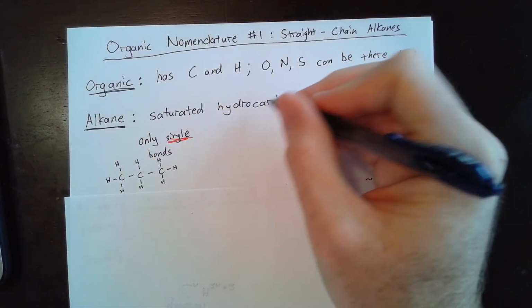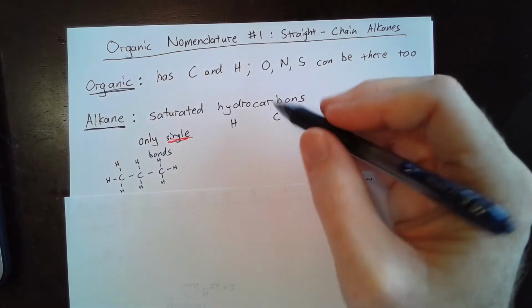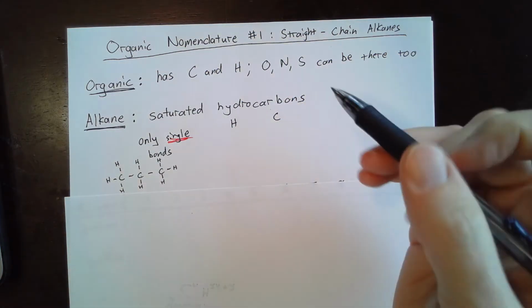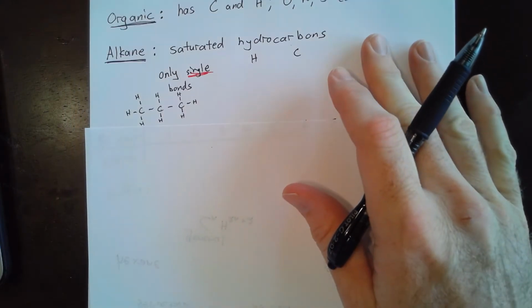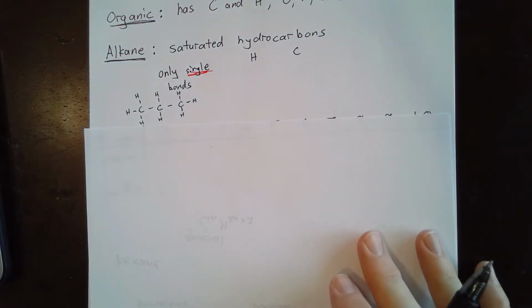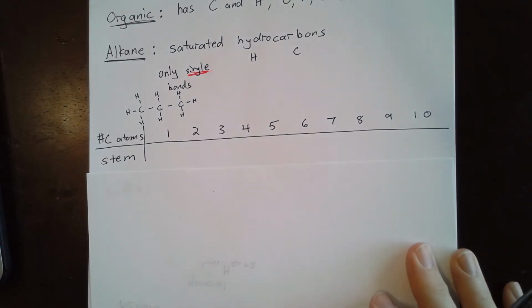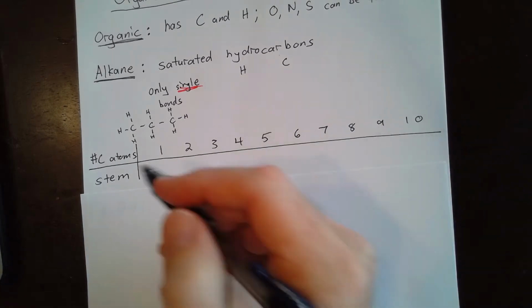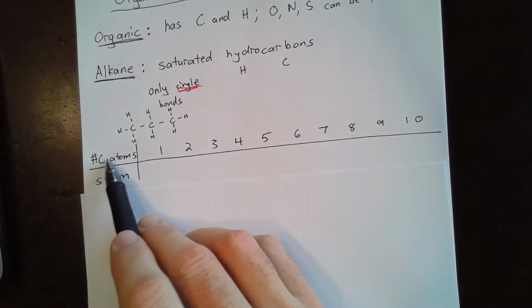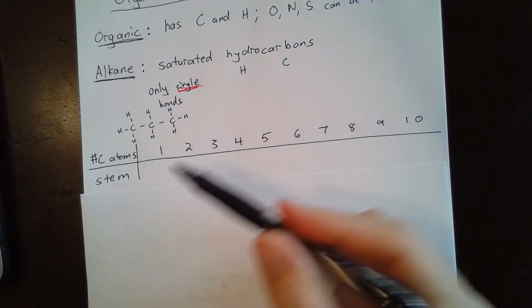Now, hydrocarbon, you can imagine, hydro means H, carbon means C. So there's only carbon and hydrogen. All right, we're starting off easy. Now, every alkane is associated with a couple of things. There's first the stem. Every organic molecule will have some kind of stem. The number of carbon atoms from 1 to 10 will each have a different stem.